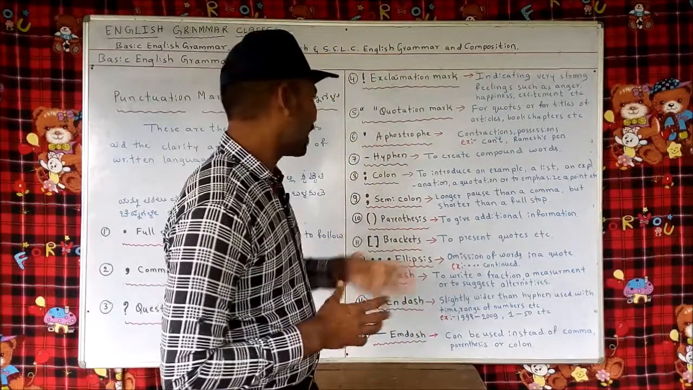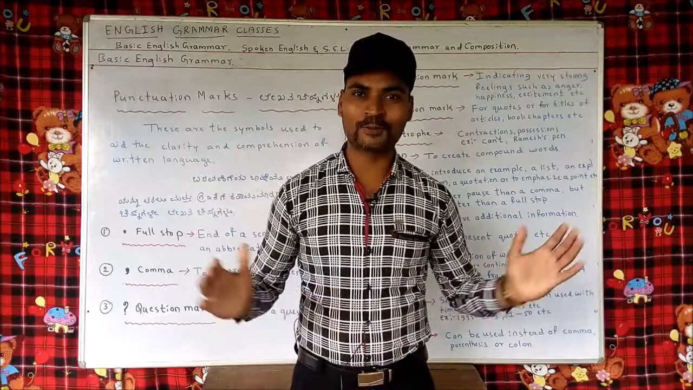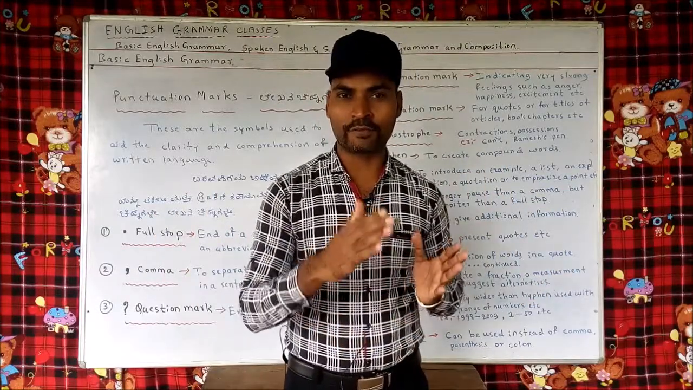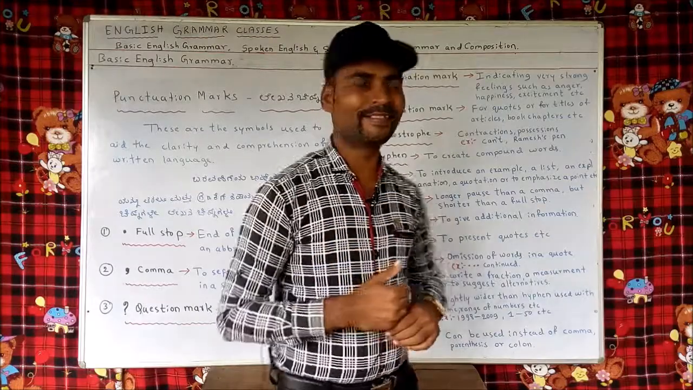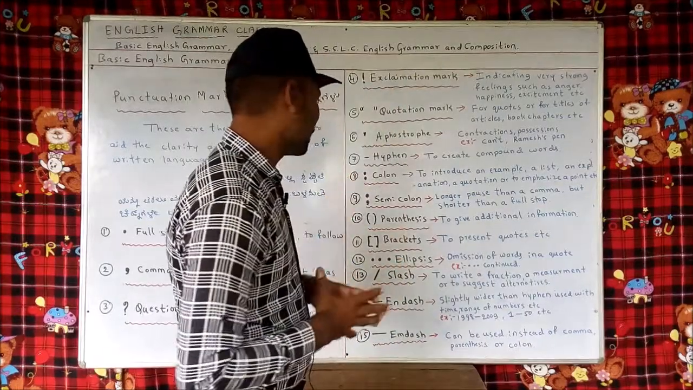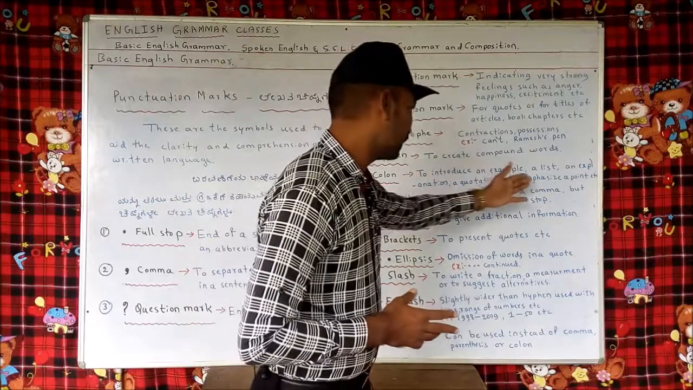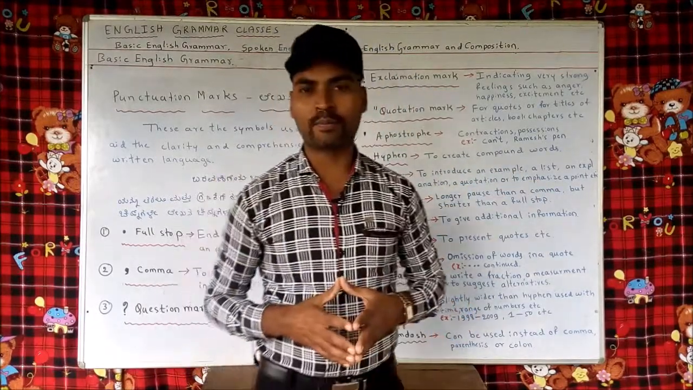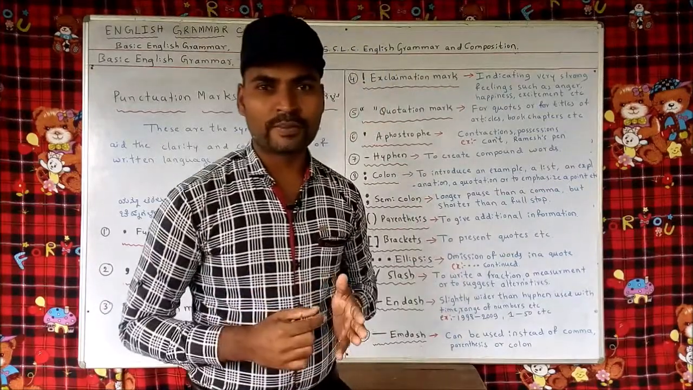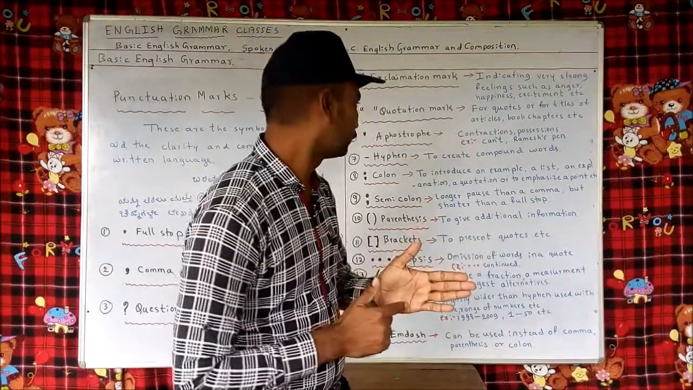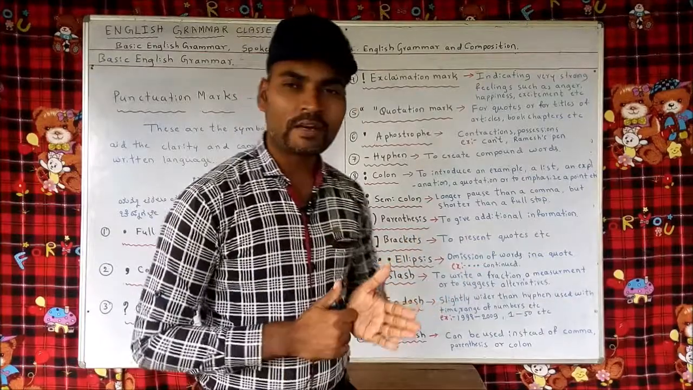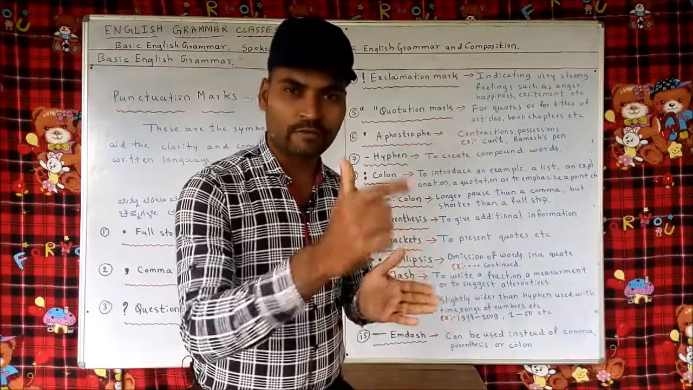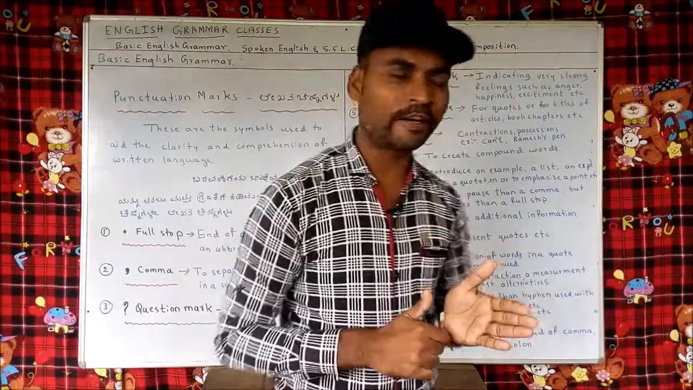Then comes hyphen. Hyphen is used to create compound words. Back-to-back, if we say, here after back and after to we use this hyphen. Then comes a colon to introduce an example, a list, an explanation, a quotation, or to emphasize a point. If we want to give some extra information, we put colon, and if we want to introduce an example, we put colon, and if we want to introduce a list, we put colon.